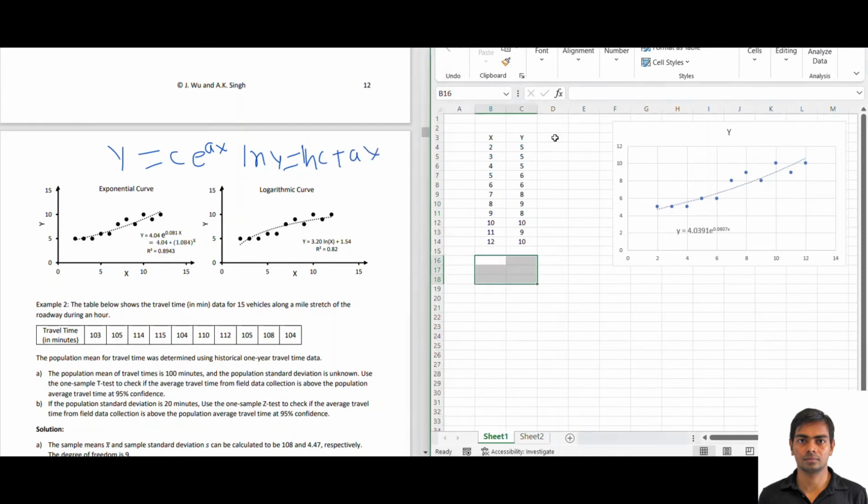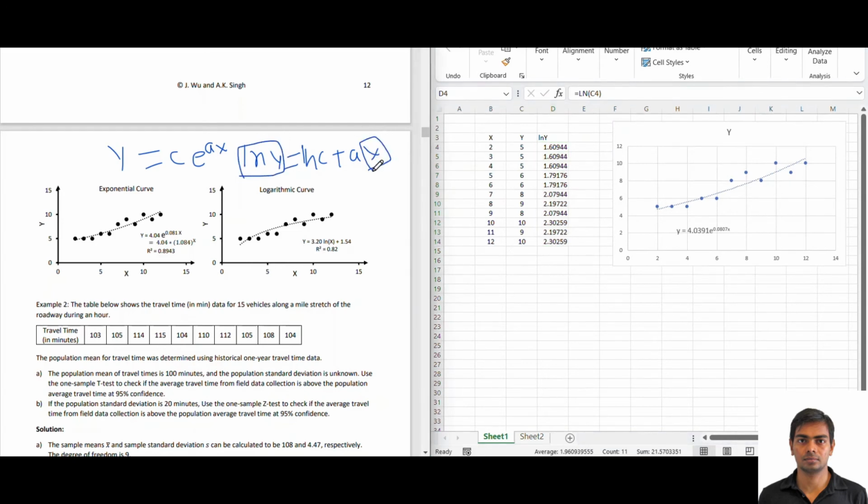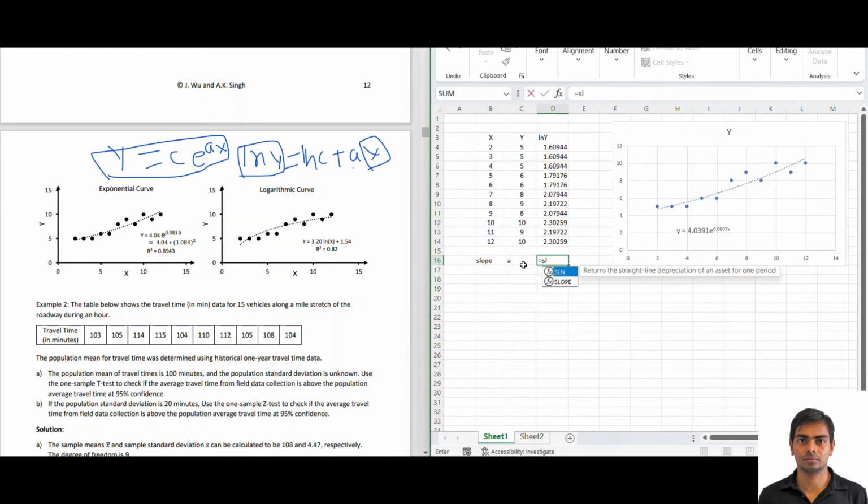Now if we change this y to log y, this is my log y. Now if I assume log y as a new variable and x as my independent variable, then I can notice that I have reduced this exponential curve to a linear regression. Now I can write my linear regression equations and still be able to use the linear regression to produce this exponential curve. For this one, the slope is a. So the value of a, which is also the slope of the linear curve, is equal to slope.